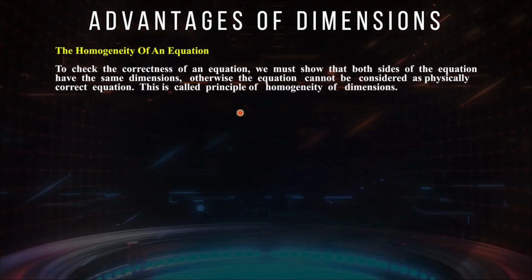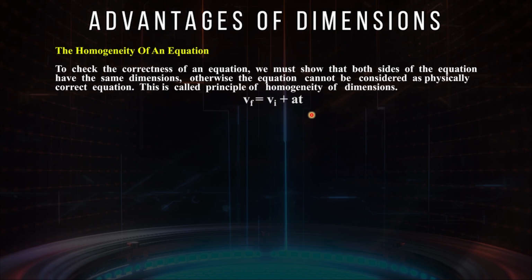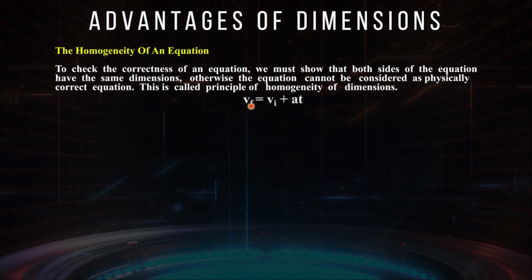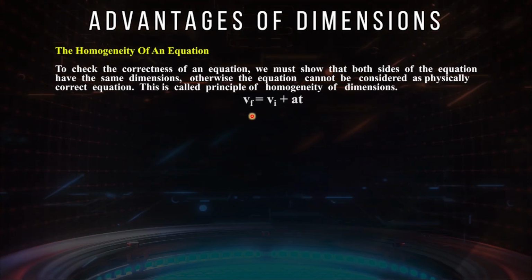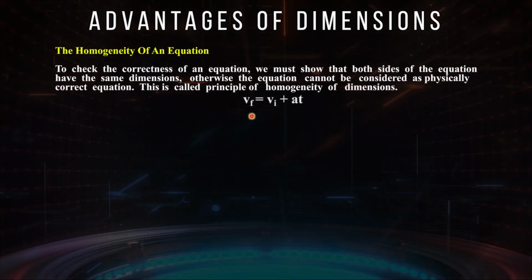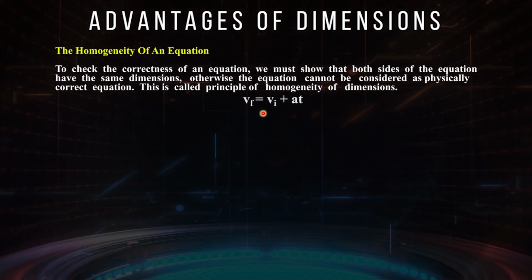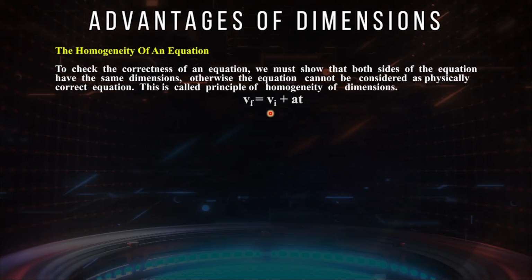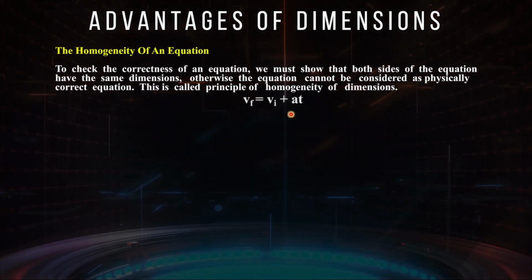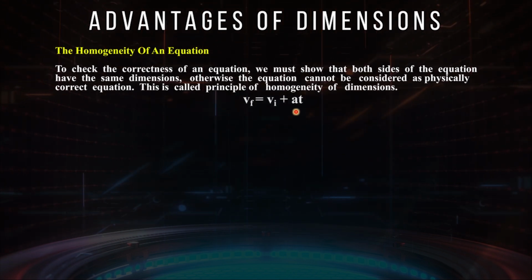This is a famous equation, Vf equals Vi plus At. Vf is the final velocity, so we can use the dimension of velocity here, which we derived in a previous slide, that is LT minus 1, remember that. And this is the initial velocity, so again we use the dimension of velocity, that is again LT minus 1. And this is the acceleration, which you haven't studied up till now.